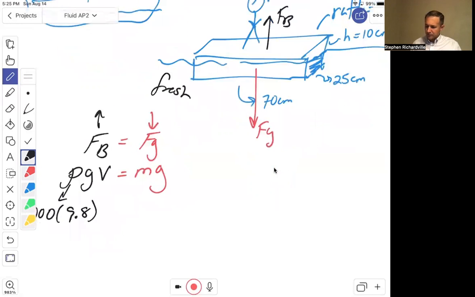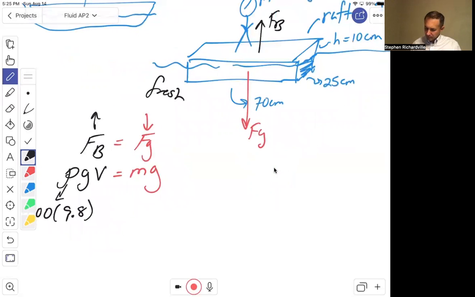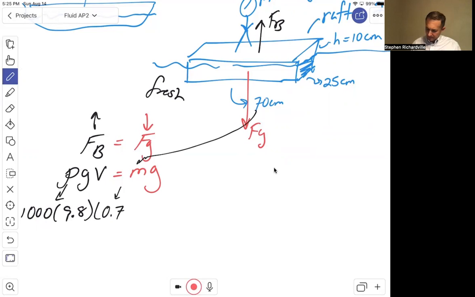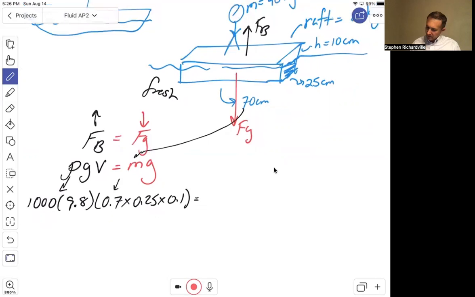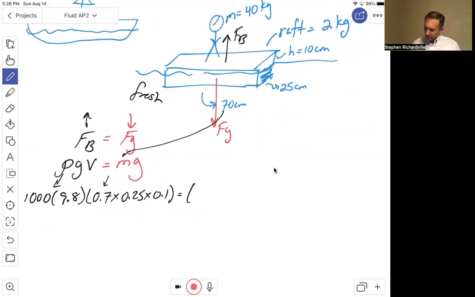And now my volume is not 4/3 pi r cubed, but it's going to be the raft volume. So that would be 0.7, and I've got to be really careful with my units again, right? So 0.7, 0.25 is my width, and 0.1 is my height. And now the mass of the kid, I have to be a little careful over here. This mass is going to be 40. Be careful if you have grams, right? Make sure you move the decimal three places to the left, but 40 kilograms is good, plus 2 kilograms. Kilogram is good, the smiley face there. And then times 9.8.